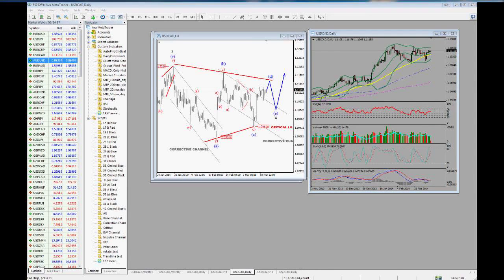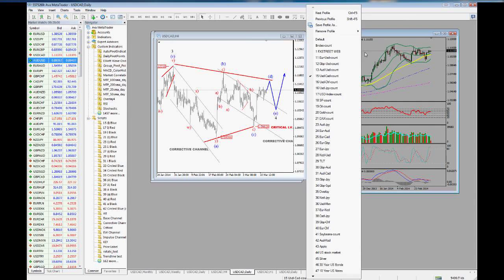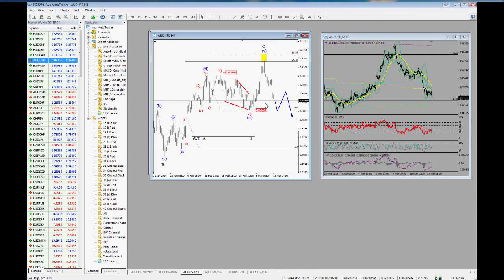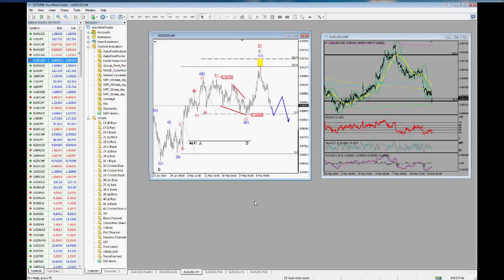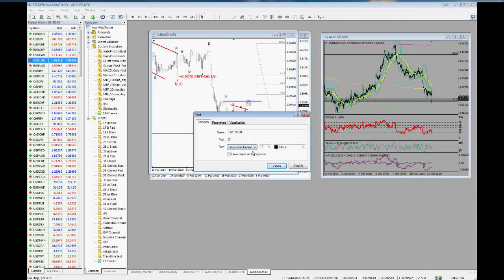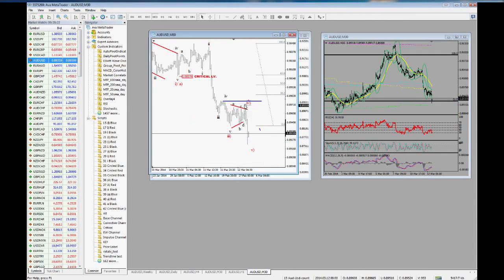So let's take a look back on Aussie dollar. Aussie dollar 30-minute chart. Maybe small C, maybe. Sorry, small wave D. This was wave E.